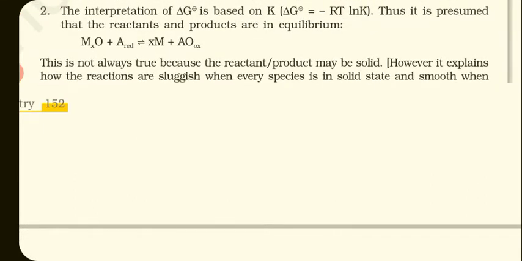And the interpretation of delta G is based on K, which is the equilibrium constant of the reaction. Delta G is equal to minus RT ln K. Thus, it is presumed that the reactants and products are in equilibrium.